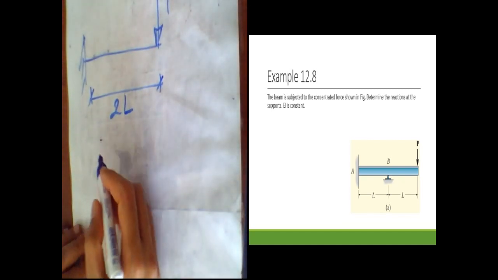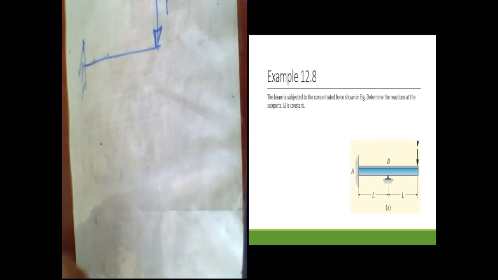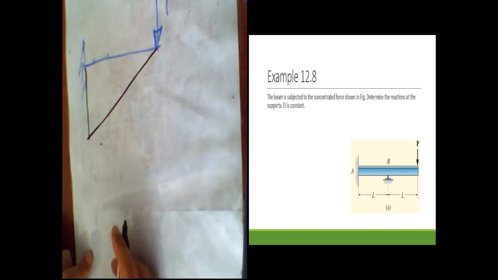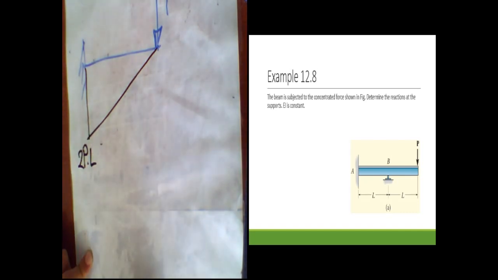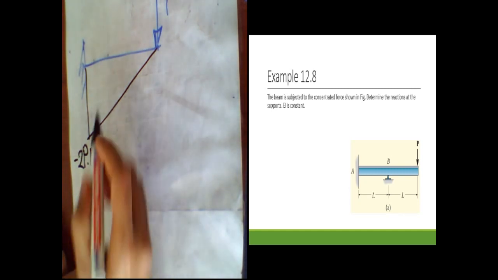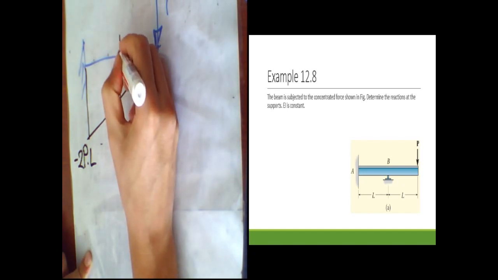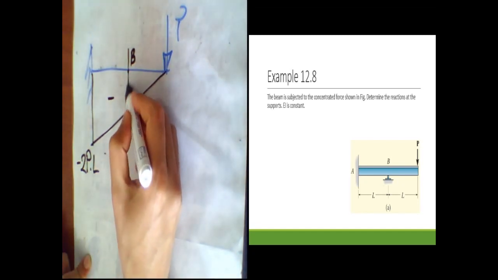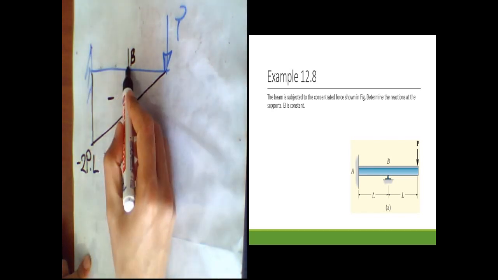You can remember, if I want to draw the moment diagram, I have a triangular shape, where this term is P times 2L, therefore I have to write a minus here. Okay, so this is point B here. So I am wondering how we can calculate the deflection at point B in the moment area method.